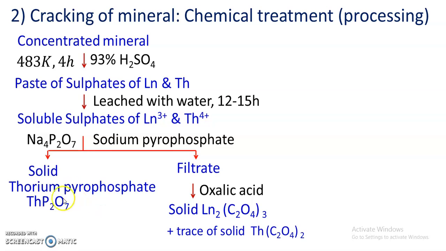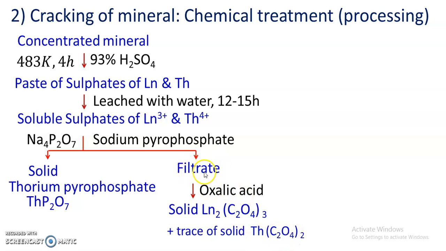So this solid mainly contains thorium. So thorium is extracted or purified from this thorium pyrophosphate. The filtrate contains, in dissolved condition, lanthanum sulfates and lanthanum pyrophosphates. So it is treated with oxalic acid and there is a formation of solid lanthanum oxalates, Ln2(C2O4)3, along with a trace amount of solid thorium oxalate.